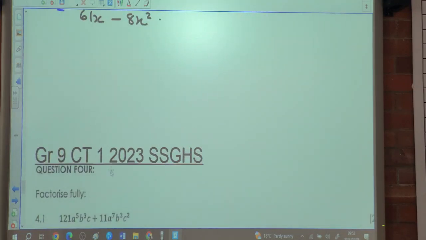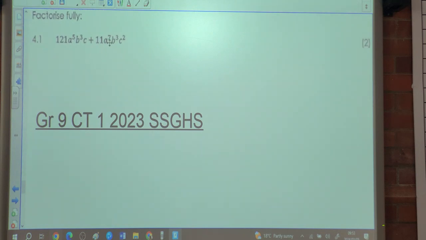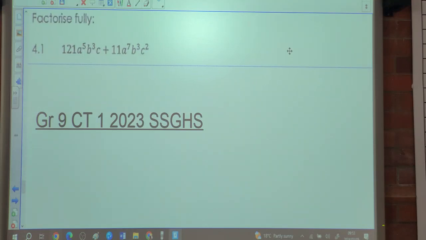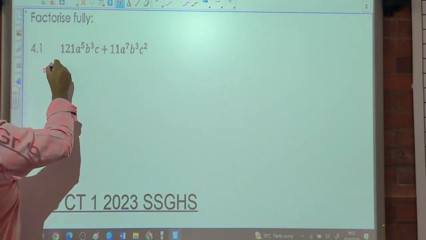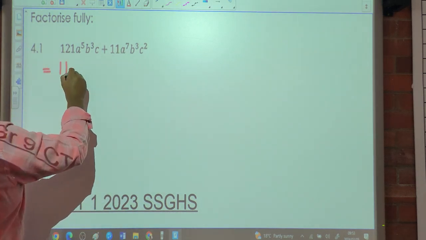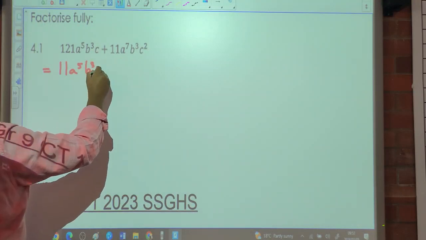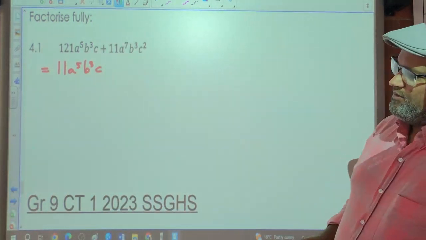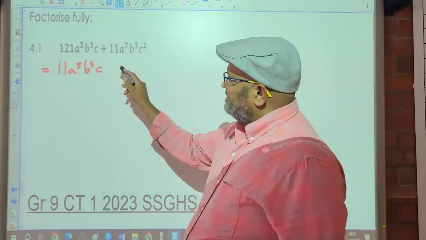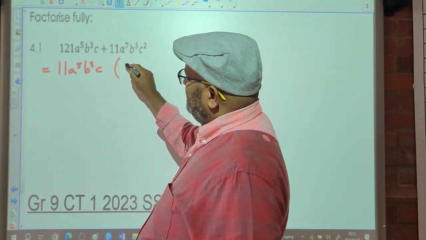Alright. Question 4. The question says factorize fully. So now what we're going to do is we always look for a common factor first. As you can see, what is common here? 11, a to the exponent 5, b cubed, and c. Remember the common factor must occur in both terms, and we take the lowest. So we ask ourselves, 11 multiplied by what is 121?